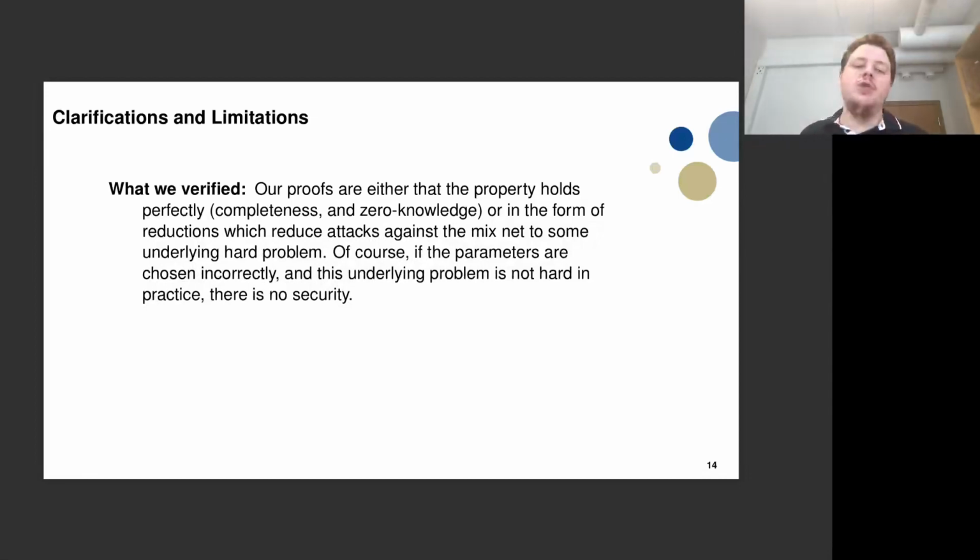But some of the other properties, specifically soundness, are in the form of reductions to underlying hard problems. And of course, if the parameters are chosen incorrectly and the underlying problem is not hard, then in practice there is no security.